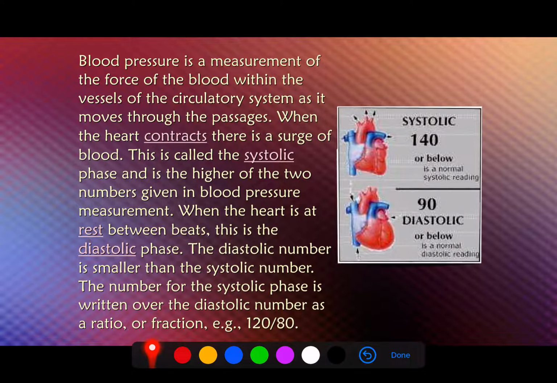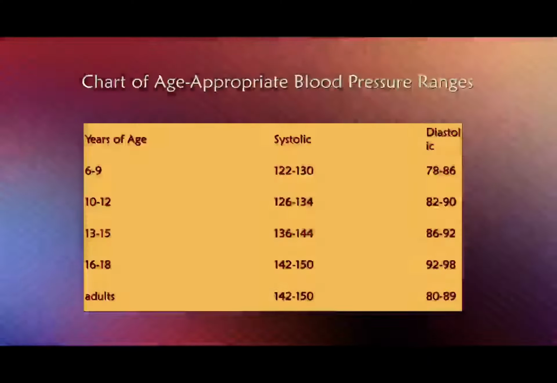So again, blood pressure is a measurement of the force of blood on those vessels as it moves through those passages. So when the heart contracts, there's a surge of blood, and that's the top number, the systolic phase. And it's going to be higher because that's the push. When the heart's at rest, when those ventricles are refilling, that's the diastolic, the lower number. It's going to be smaller because there's not as much force as those ventricles are filling up. So this is what you're hearing when you hear a pressure like 120/80.